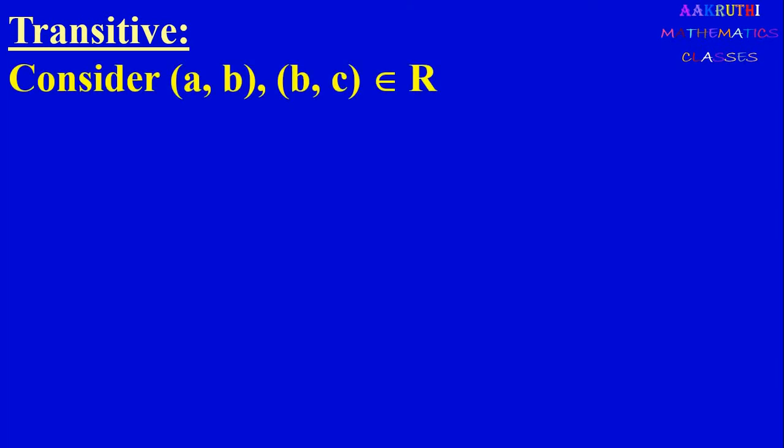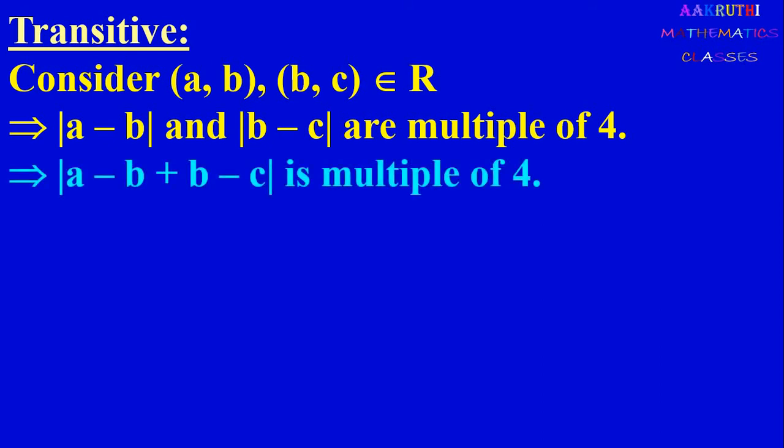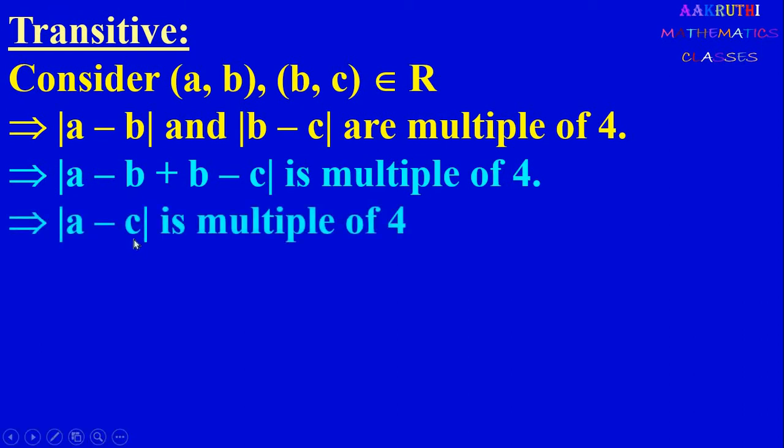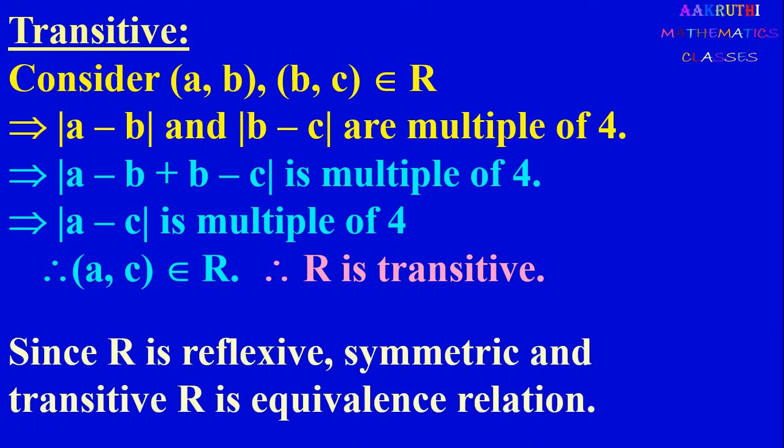So, next we consider the transitive relation. We take (A, B) and (B, C) belongs to R. That implies |A − B| and |B − C| are multiples of 4. Then |(A − B) + (B − C)| is also a multiple of 4. Here B gets cancelled. So |A − C| is also a multiple of 4. So (A, C) belongs to R. If (A, B), (B, C) belongs to R, then (A, C) also belongs to R. Therefore R is transitive. So this relation is reflexive, symmetric and transitive. Hence R is an equivalence relation.